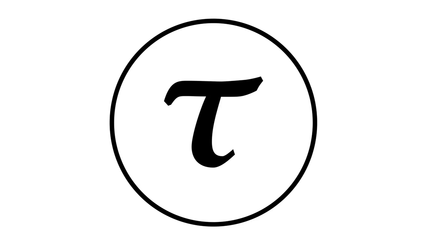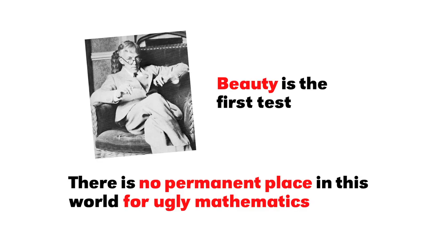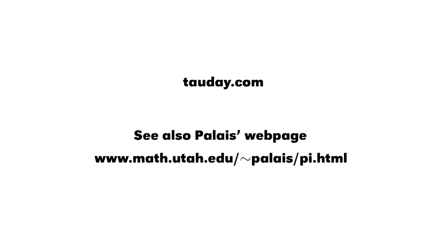So tau has beauty. The great mathematician Hardy said, Beauty is the first test. There is no permanent place in this world for ugly mathematics. I guess Pi's days are numbered. Tau is here to stay. Since Pi Day is March 14th and Tau is approximately 6.28, it is natural to have 28th of June as Tau Day. You can read the manifesto and join the Tau Day celebrations at Hartle's Tau webpage, tauday.com.